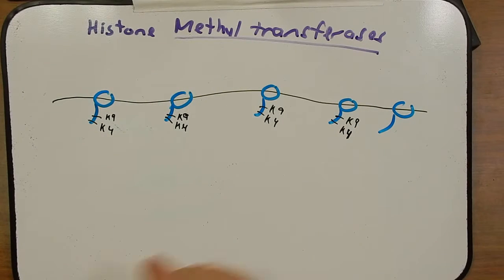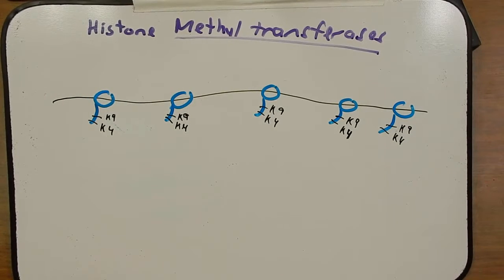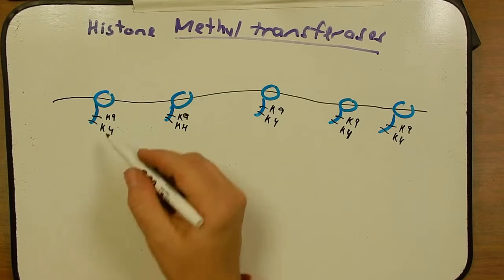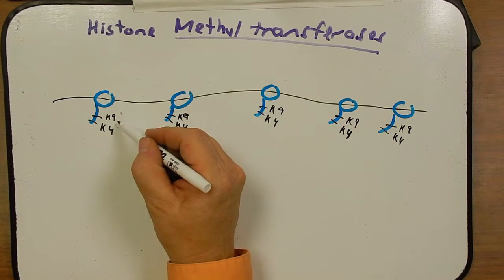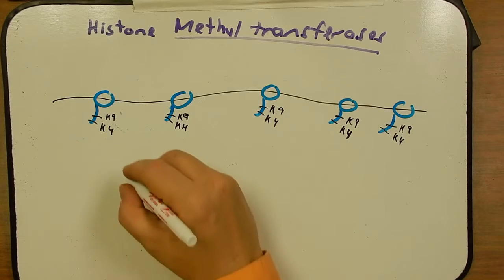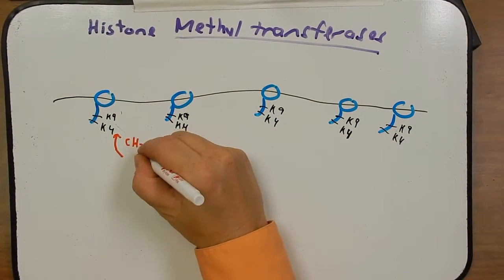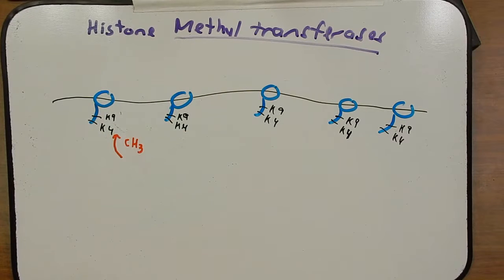Something we don't mention enough, and we probably should mention it more, is that when things are acetylated or deacetylated or methylated, these aren't typically transient events. They can remain methylated or acetylated for many cell divisions, thereby remembering, so to speak, to keep these genes on or off. So what methyltransferases do is they will come along here to one of these lysines and they'll add a methyl group.